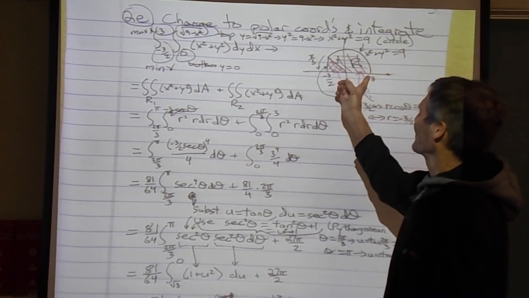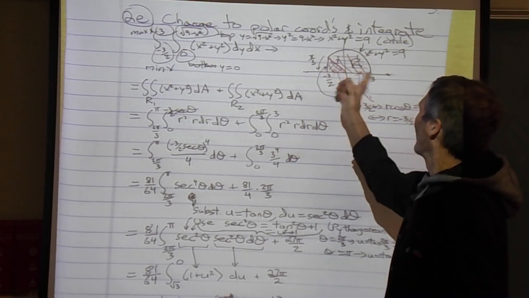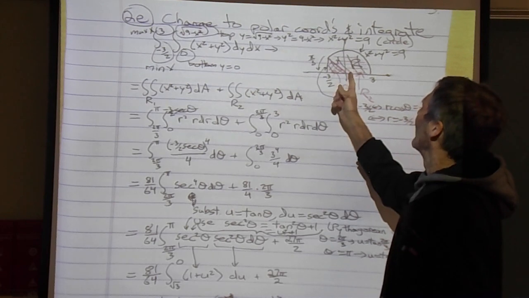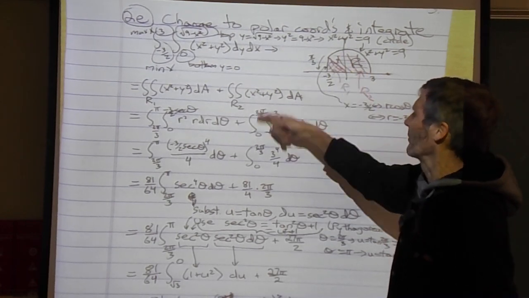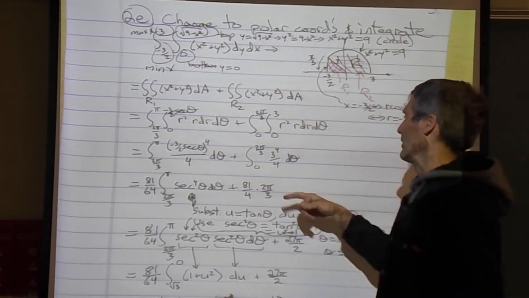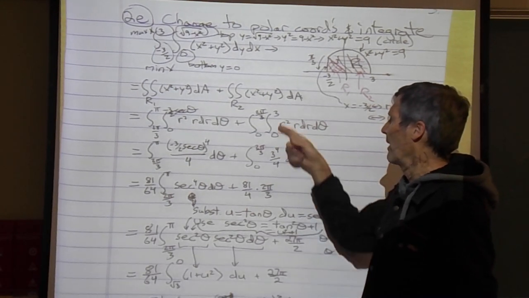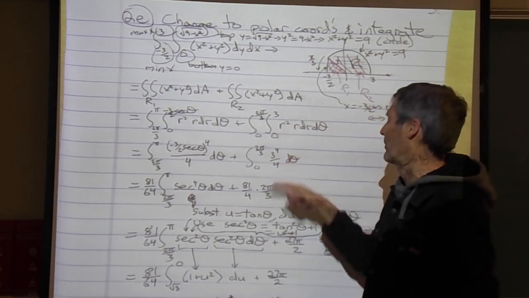Now, this part is a little easier though. r goes from the inside radius 0 to the outside radius of 3, a constant, and theta goes from 0 to 2 pi over 3. This integral is pretty easy to evaluate. It's just the integral of r cubed, which is r to the 4th over 4, evaluated at 3 and 0, gives you 3 to the 4th over 4.